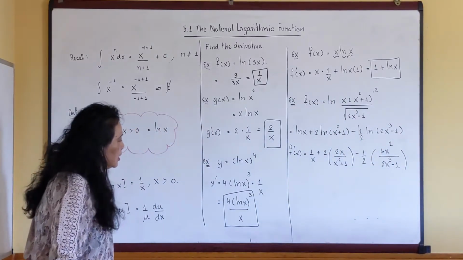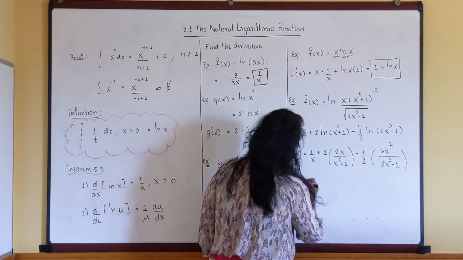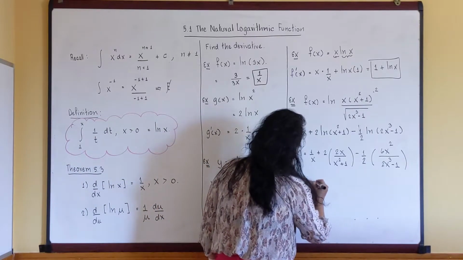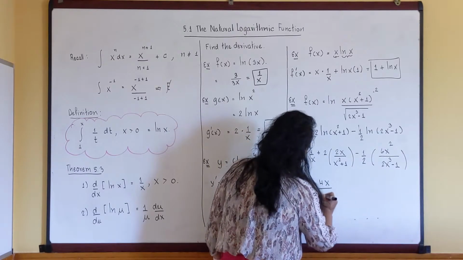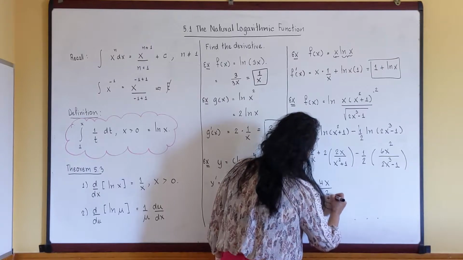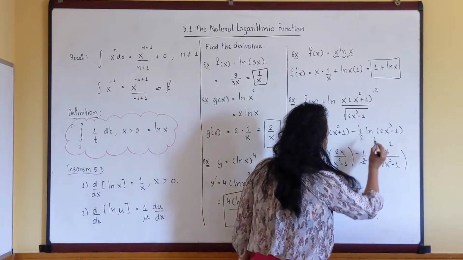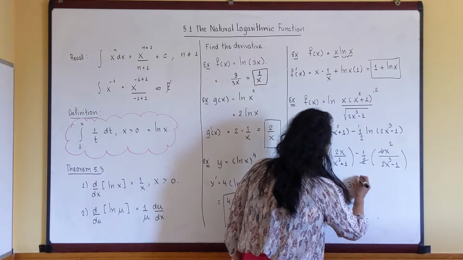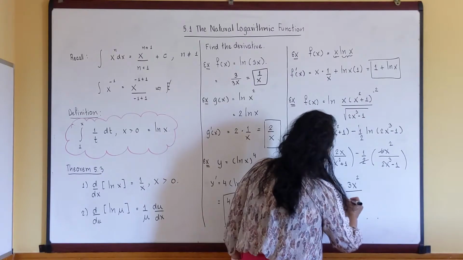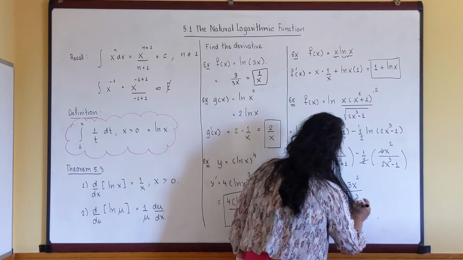Right? Let's see, I want to simplify a little bit. So this is 1 over x plus 2 times 2 is 4x over x squared plus 1. Maybe for the last term I can reduce the 2 and the 6 here. So I end up with minus 3x squared over 2x cubed minus 1.